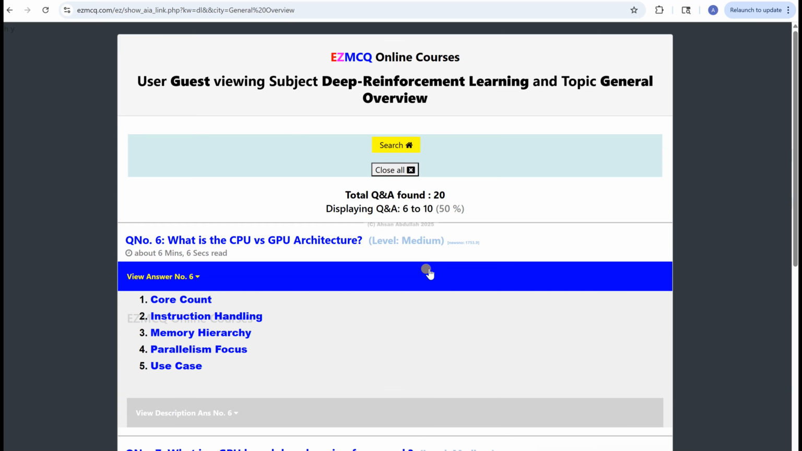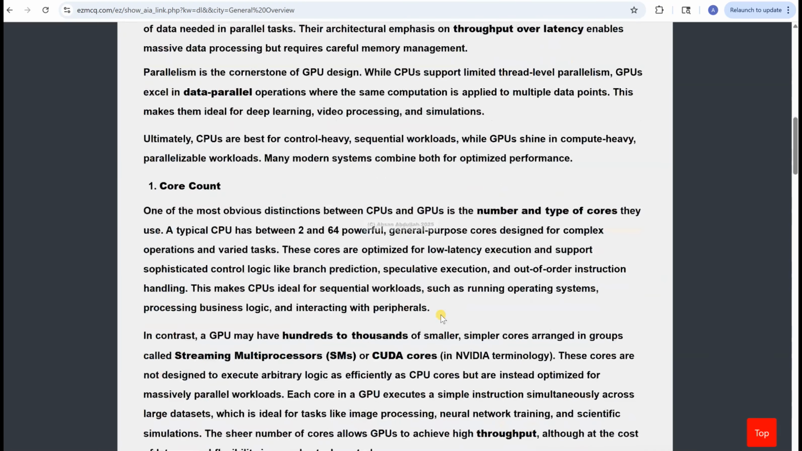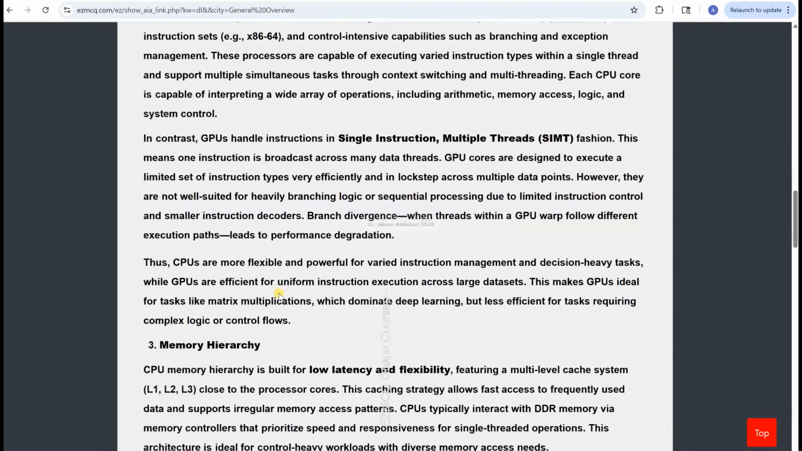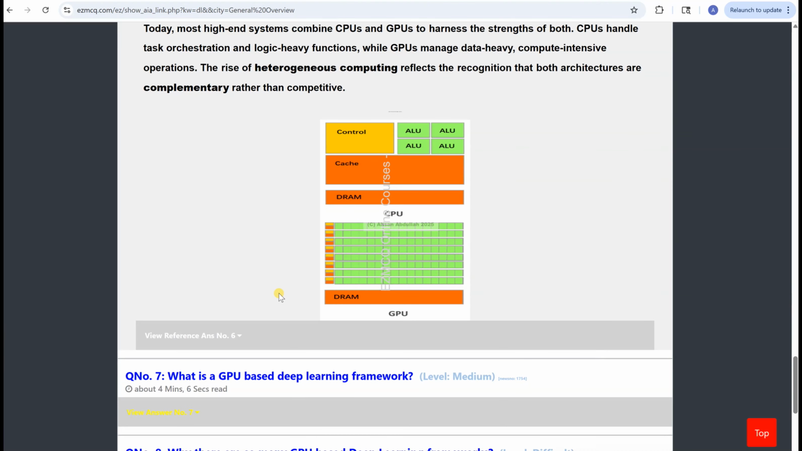These are the key points: the core count, the number of cores in a CPU versus a GPU, which type of instructions are handled in a CPU versus a GPU, the memory hierarchy, how the memory is accessed, and how much parallelism is there in a CPU versus a GPU, and of course the use cases. The use cases are entirely different. So I'll show you the diagram. The details are given over here, the core count and the instruction handling. I'll show the diagram, do a basic discussion on it, and then we can go back to the bullets which are left.